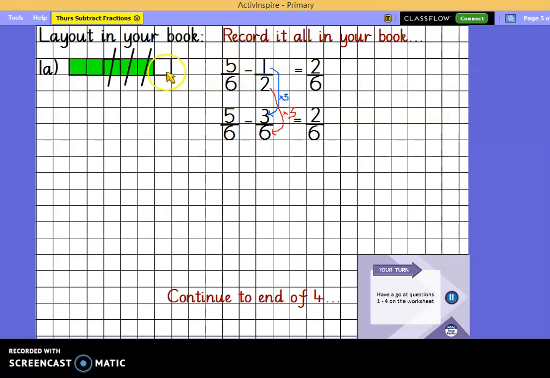with 5/6. I've coloured in 5 of those pieces, and then we have to subtract half. So you can see I've converted it into 3/6. Then I cross off 3 of those 6, and I can see I'm left with 2 out of the 6 pieces. So the answer is 2/6. You might even be able to convert that again by dividing by 2, and that will become 1/3.